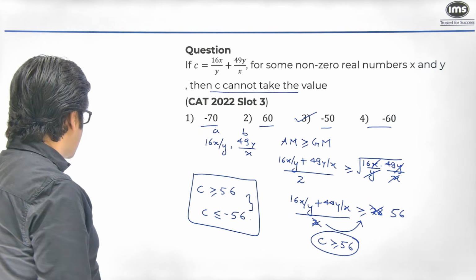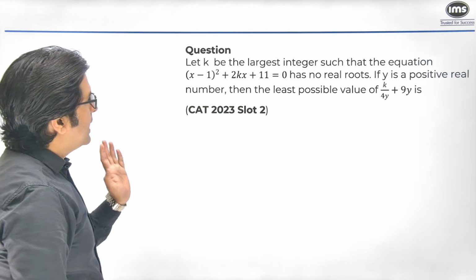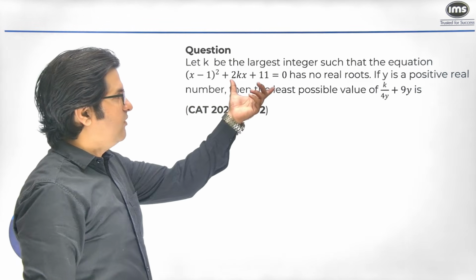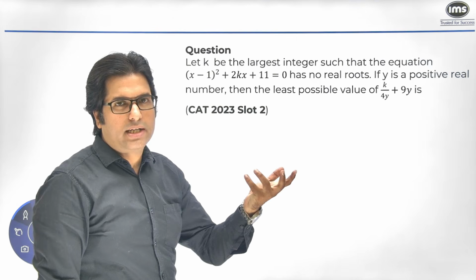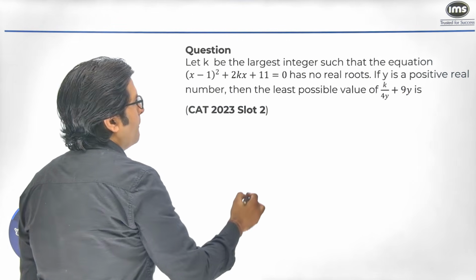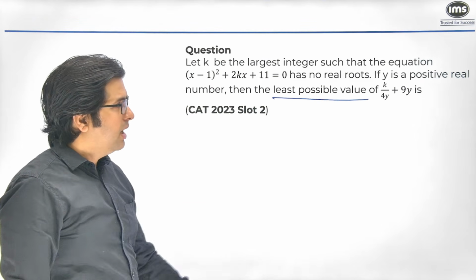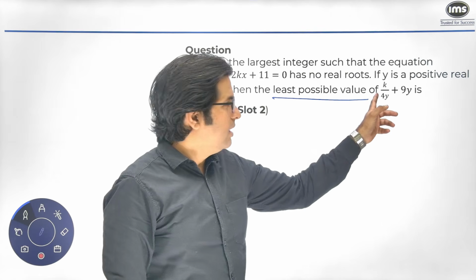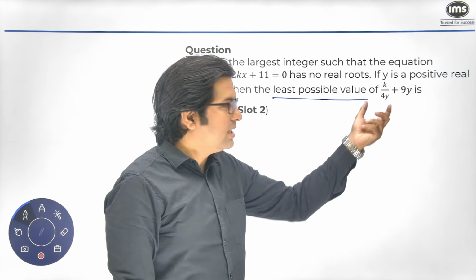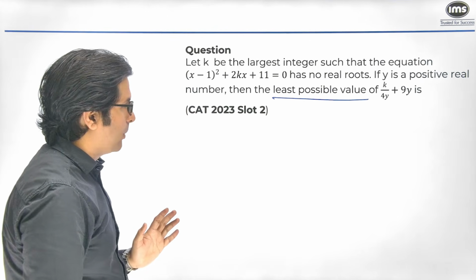Let's look at one more question on similar lines where we are expected to apply AM greater than GM. Let K be the largest integer such that the equation has no real roots. So this first sentence is maybe related to quadratic and discriminant less than 0. But if you look at the last sentence, if Y is a positive real number, then the least possible value of K by 4Y plus 9Y. The moment I think of GM, K by 4Y into 9Y, I'll get Y and Y cancelling. So the moment I look at this expression, it automatically gives me a hint that maybe I should apply arithmetic mean greater than geometric mean.